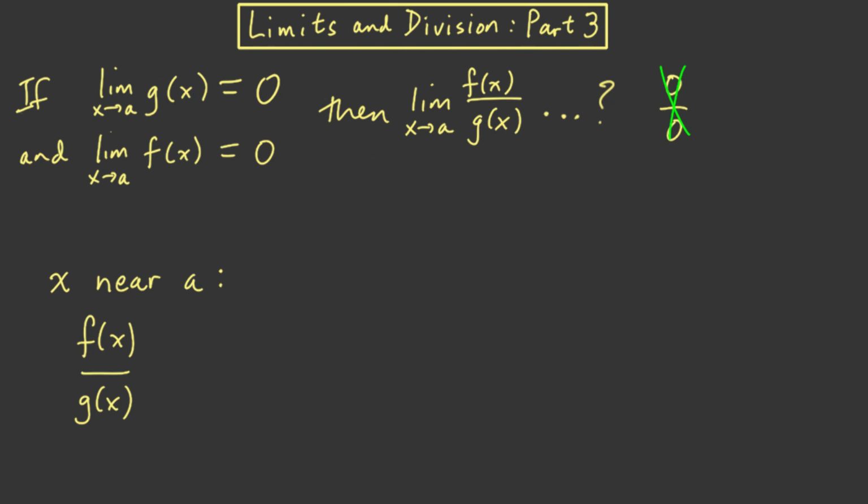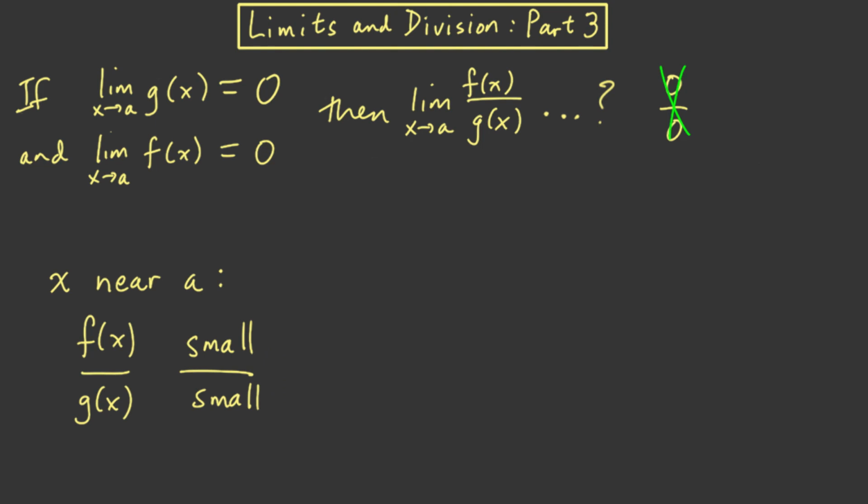So the quotient here is going to be some small number over some small number when x is near a. And the interesting thing about this case is that just knowing that the numerator and denominator are small doesn't tell us anything about how big this quotient is. What we really would need to know is how small the numerator and denominator are relative to one another.